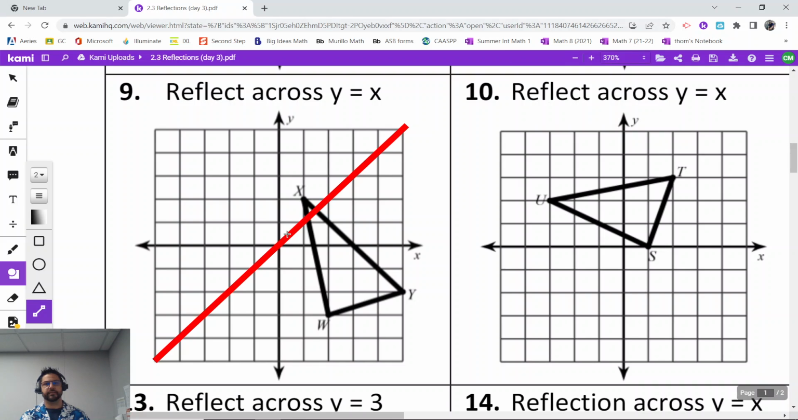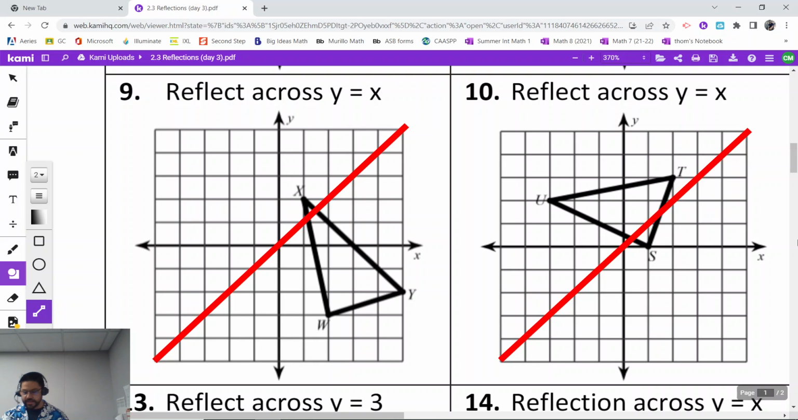Same thing with number 10, traveling uphill. You would use your straight edge, like a note card, bus pass, something like that, and you would make your highlighter line in the same way, traveling uphill. That's y equals x, because x is positive, and that means going uphill.